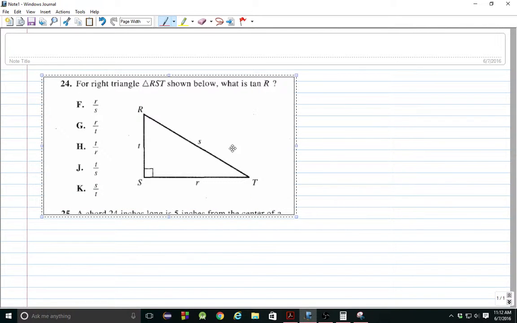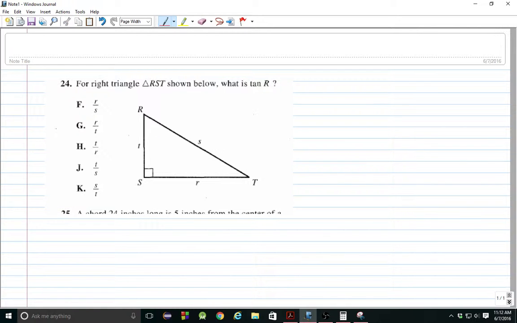For the right triangle RST shown below, what is tan R? So what we have over here is angle R. Remember, tangent equals opposite over adjacent. Tangent is the opposite side over the adjacent side.